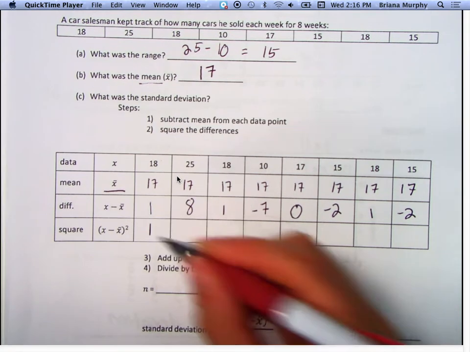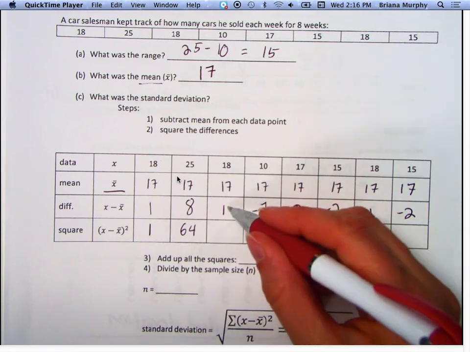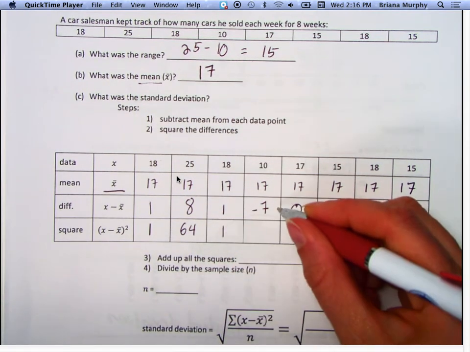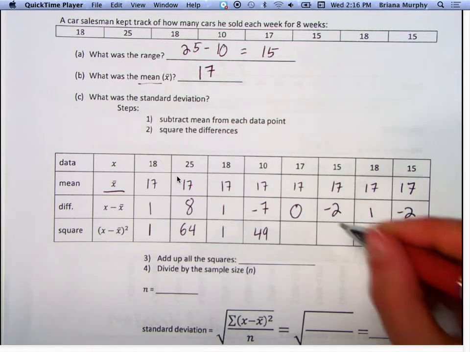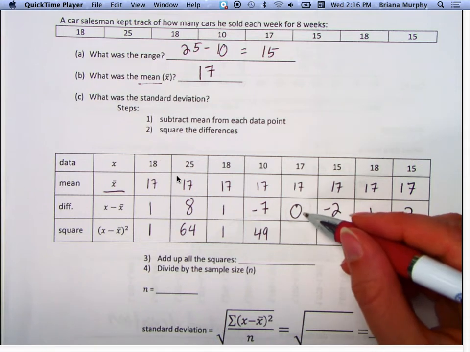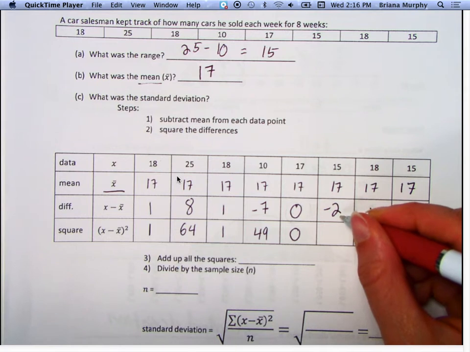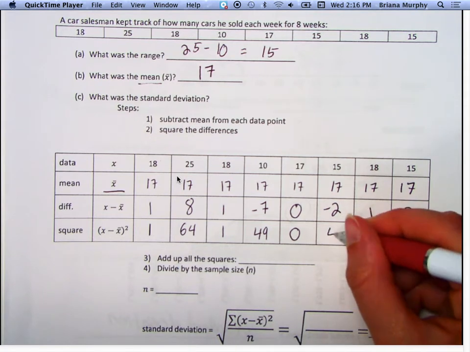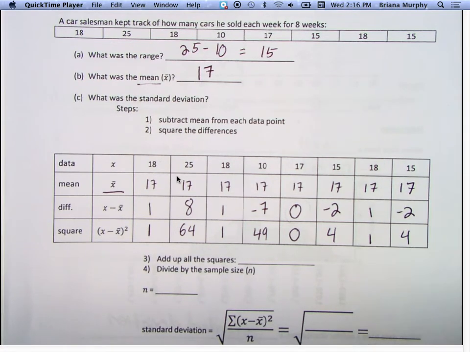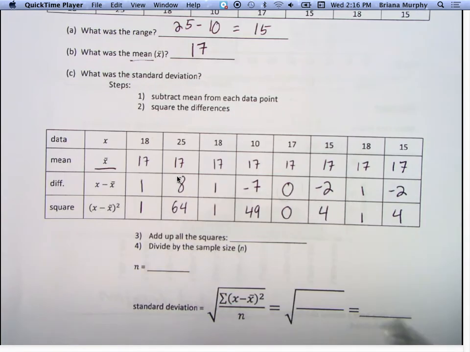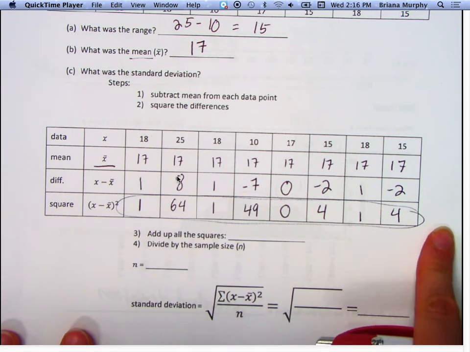Okay. What is 1 squared? That's what we're doing below it. What's 8 squared? Good. What's 1 squared? What's -7 squared? All I'm doing is taking the number right above it and squaring it. What's 0 squared? What's -2 squared, Caleb? No, negative times negative is positive. There we go. 1 squared is? And -2 squared is? So far, so good? Okay, now we're going to add up all these bottom squares, just the bottom row.